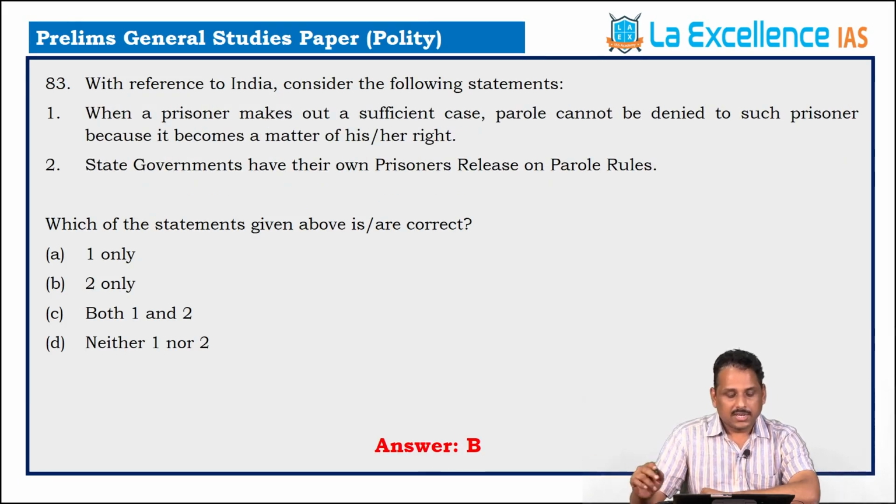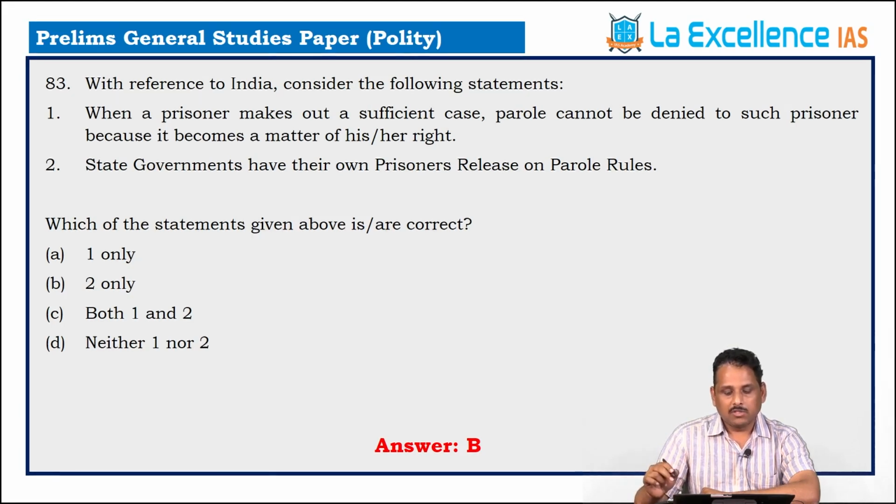With reference to India, consider the following statements. If the prisoner makes out a sufficient case, parole cannot be denied to such a prisoner. Remember, parole and bail are different things. Parole is more a privilege. It is not a right. Parole is offered based on certain conditions and circumstances to reintegrate a prisoner into society. And it is not an obligation on the part of the court or the authority to give parole.